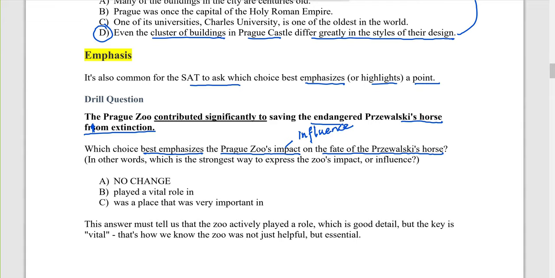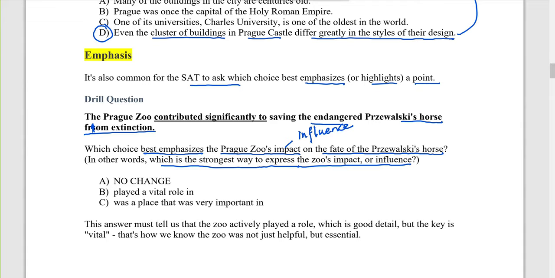Impact of the Bragg Zoo on the fate of Przewalski's horse. In other words, which is the strongest way to express the zoo's impact or influence? Those who said A, contributed significantly. I mean, that's fine for me.